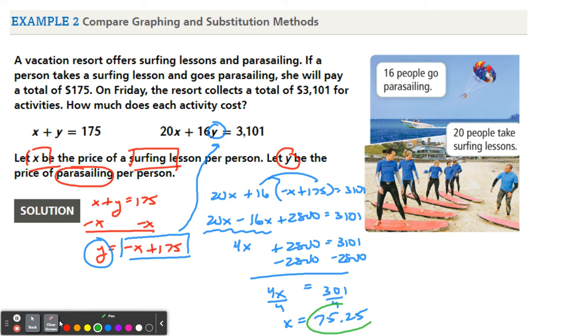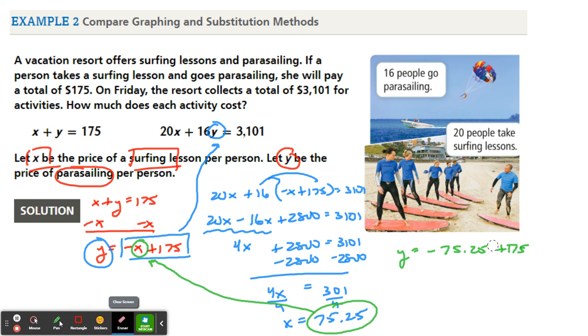So now we're going to take this value of x and plug it right in there for x. So now I have y equals negative, now that negative is in front of x, but now I just put the 75.25 after that negative sign, plus 175. And you just have to simplify. Type this in Desmos, right? Use your brain. This is 99.75.